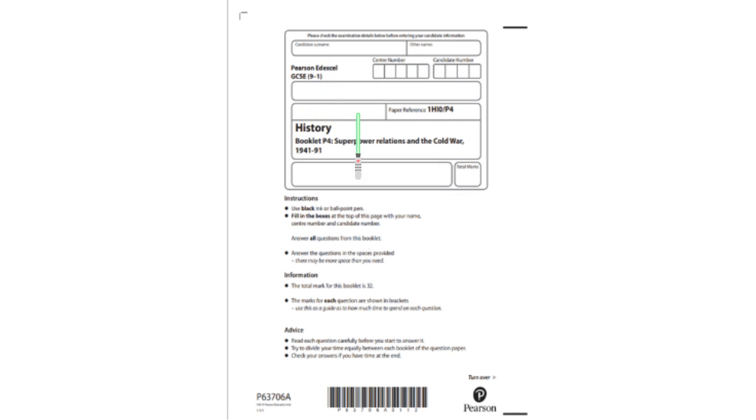Yours will have some information here on times and dates, etc. And it will have some information here on total marks, etc. Okay, and timings for the booklet here.